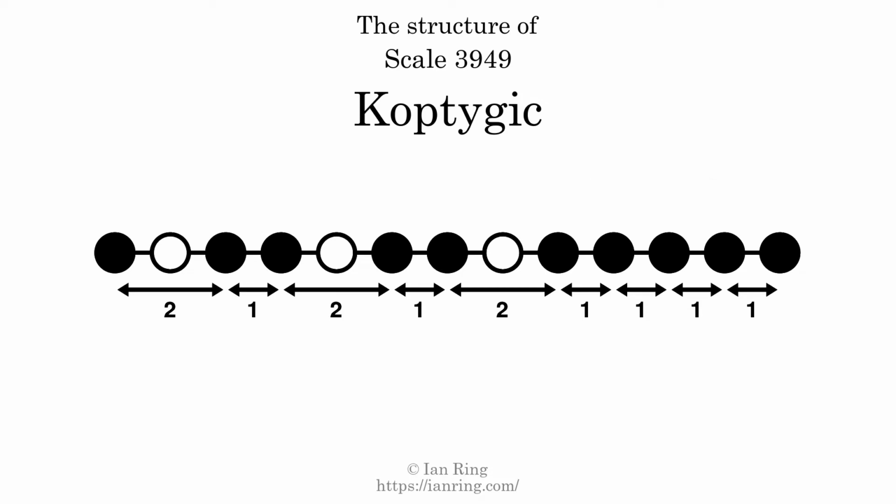The structure of a scale is a description of the interval distance between each successive tone. This scale has a structure of 2 1 2 1 2 1 1 1 1.